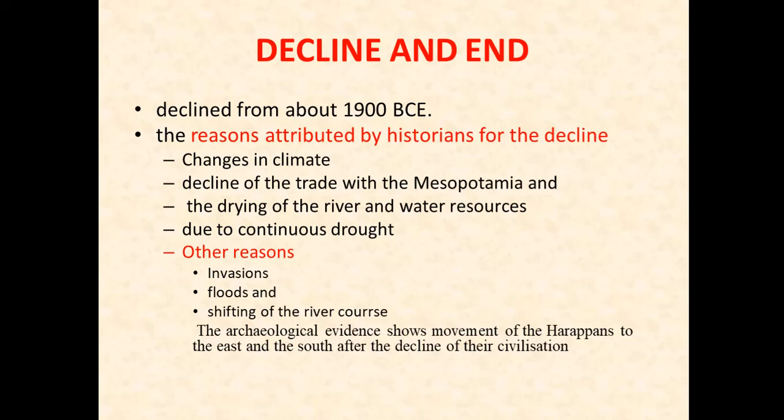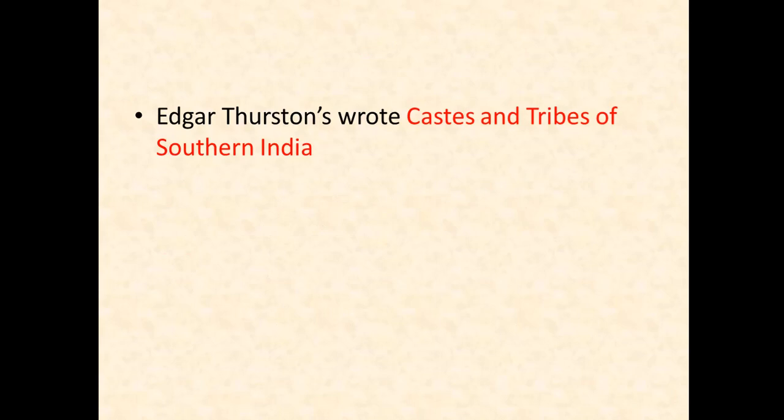Archaeological evidence shows movement of the Harappans to the east and towards the south after the decline of the civilization. So the people began to move towards the east and they started moving towards the south after the decline of the civilization.